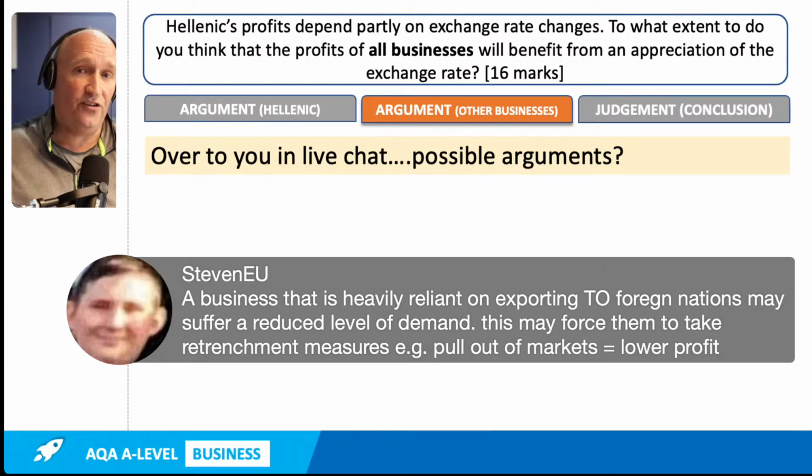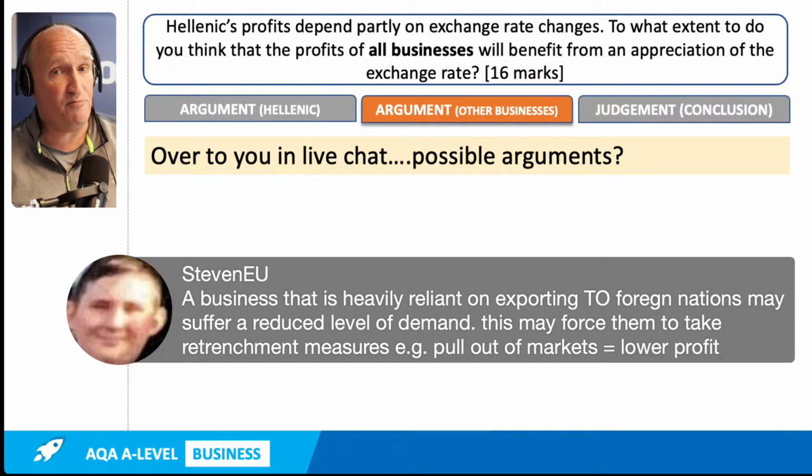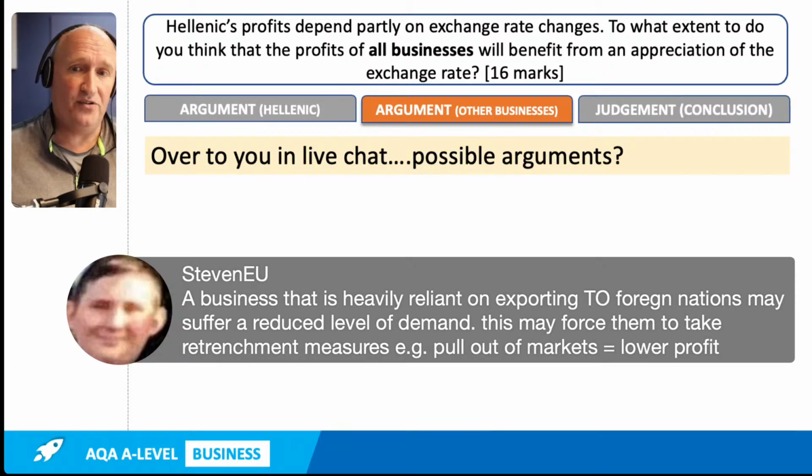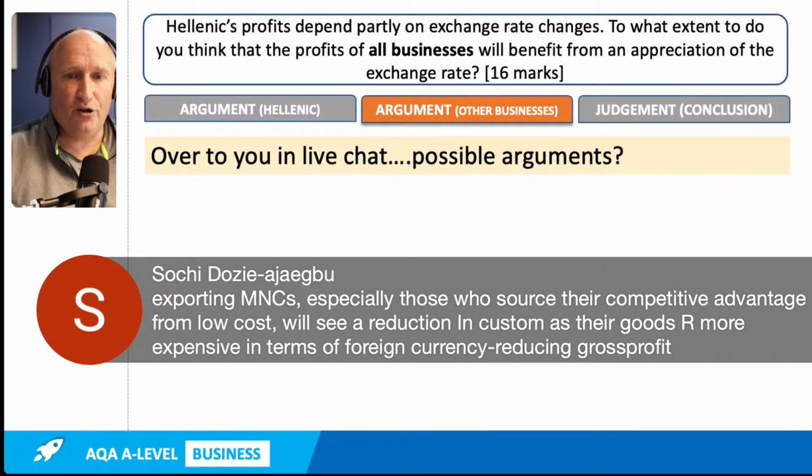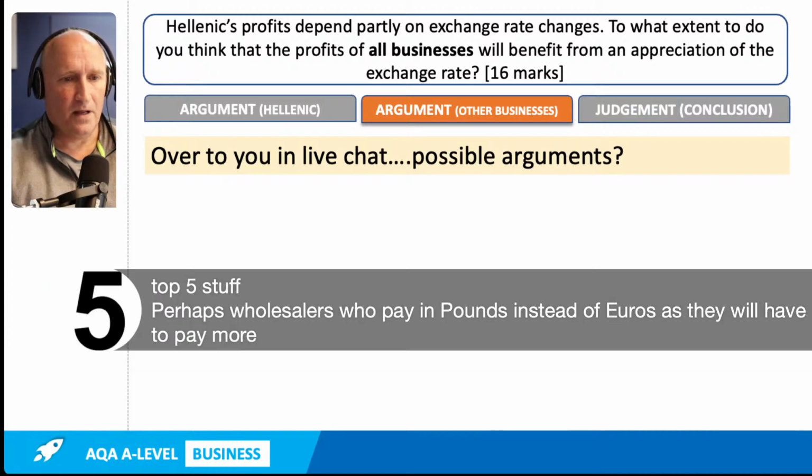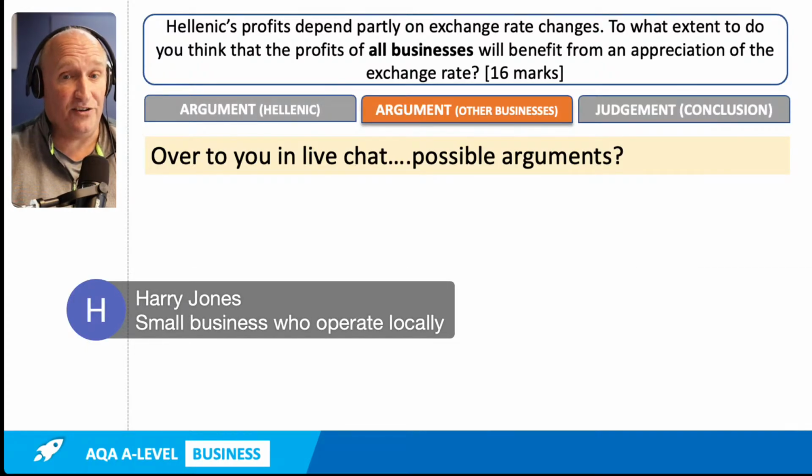Stephen's picked up the fact that for businesses that rely on exporting, it's bad news for their profits, isn't it? Because their exports are dearer, which means they are less competitive, which means they're likely to suffer a fall in demand, which in theory should reduce profits. Sochi has gone down a similar route. What else have we got here? Yeah, wholesalers who pay in pounds, not in euros. Actually, it has the opposite effect, doesn't it? Good stuff. Yeah, and I like this one from Harry. I think this is a cracking answer, actually.